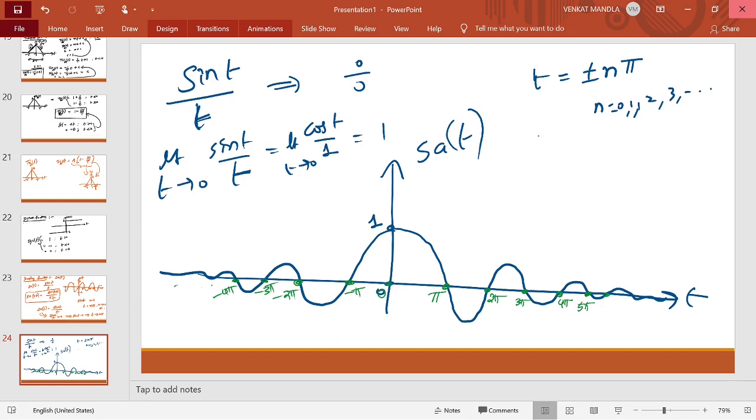This is a very, very important signal for electronics and communication students: the sampling signal. When I discuss the continuous-time Fourier transform, I will discuss this sampling signal again.